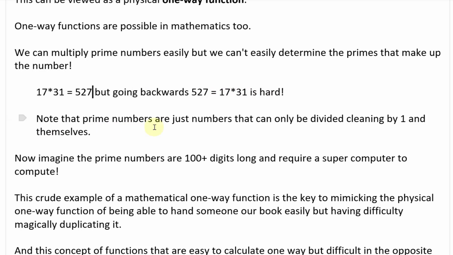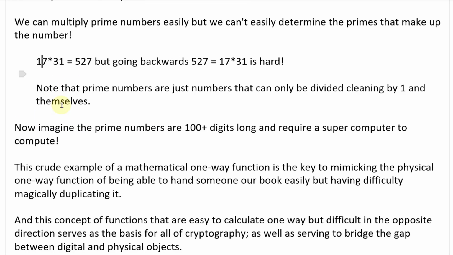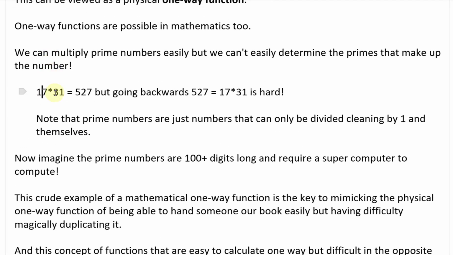Note that prime numbers are just numbers that can only be divided cleanly by 1 and themselves. For example, 17, you can only divide it by 1. 17 divided by 1 is 17, and 17 divided by 17 is 1. You can't divide any other way. Same with 31. You can't divide it cleanly any other way.